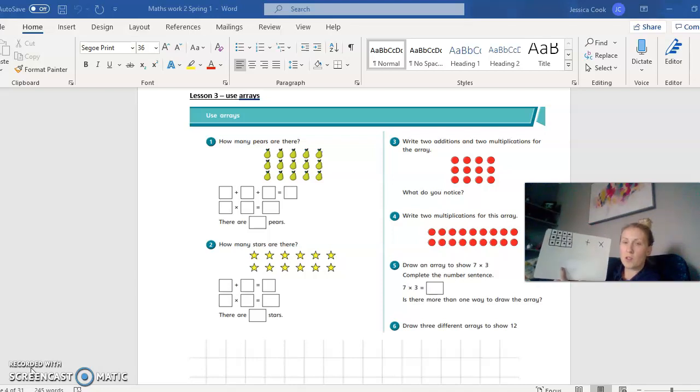So the first part of this question says, write 2 additions and 2 multiplications for this array, okay? So we've got to write 2 additions. So let's have a look at one addition. So we could have 1, 2, 3, 4. So we could have 4, add 4, add 4. We could also go down, couldn't we? We could have 3, add 3, add 3, add 3.